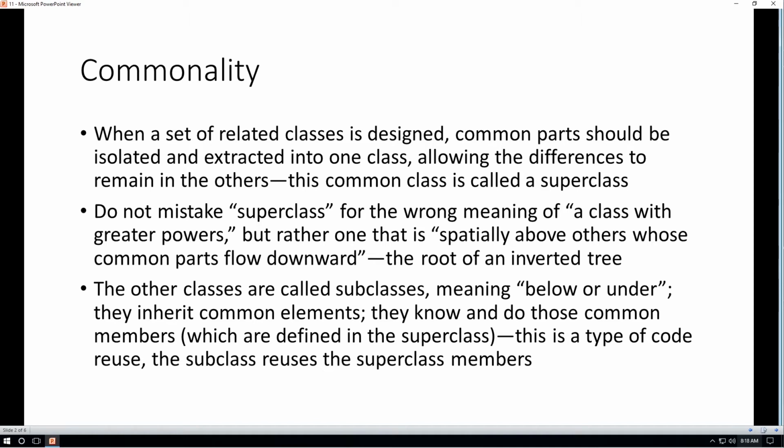These subclasses have access to all the non-private superclass data and methods, and add additional data and methods so that the subclass knows and does everything the superclass knows and does, plus it can do more.